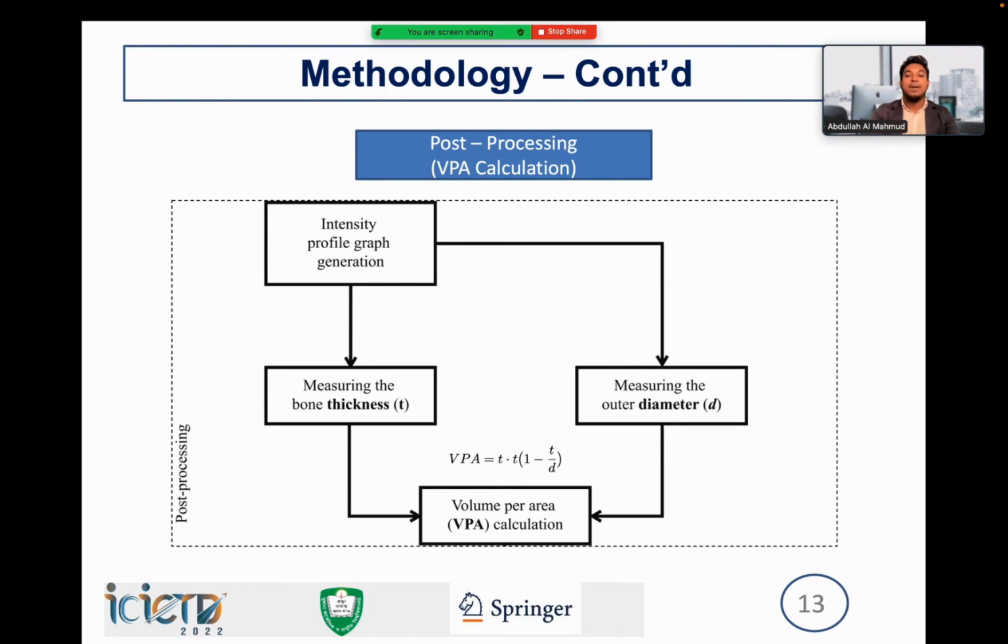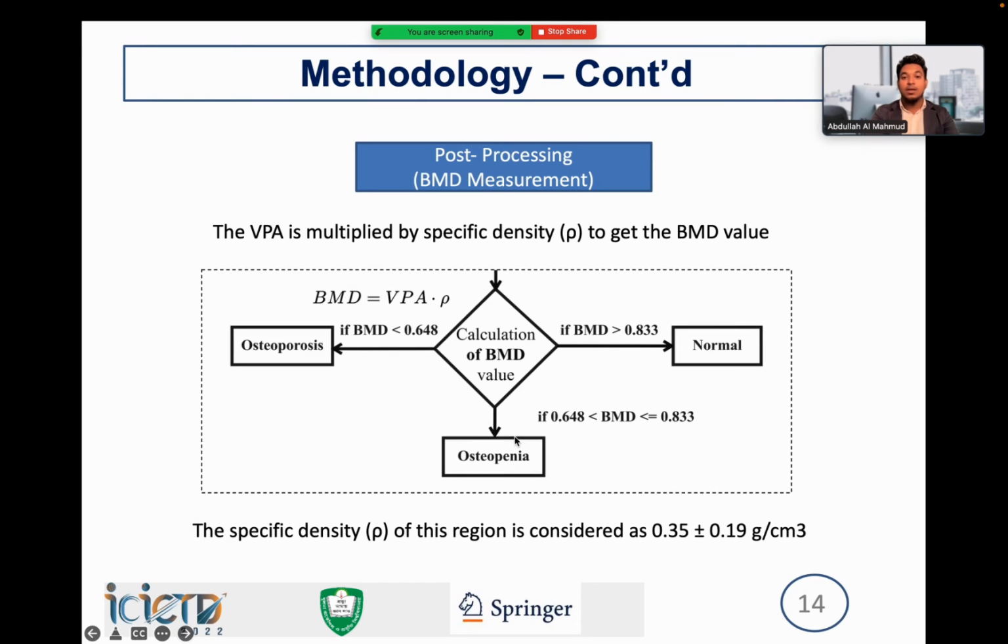Post-processing. We have segmented post-processing into two schemes: VPA calculation and BMD measurement. In the VPA calculation, we create a profile graph using the imProfile function, a MATLAB built-in function that produces an intensity profile graph, and we measure the thickness T and diameter D through that profile graph. After that, we calculate the VPA, that means volume per area.